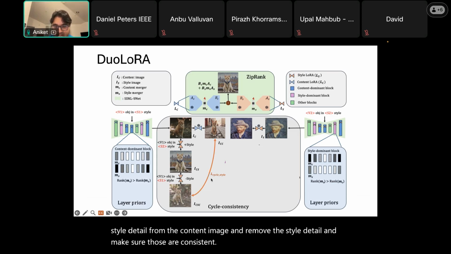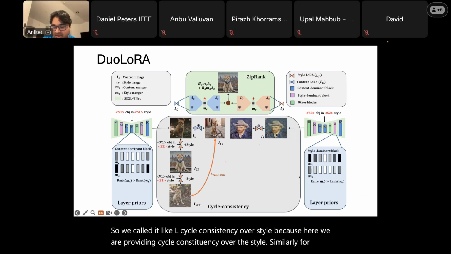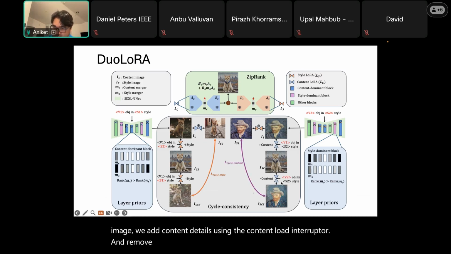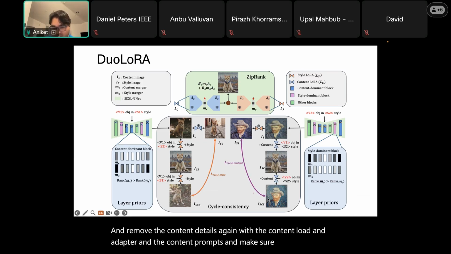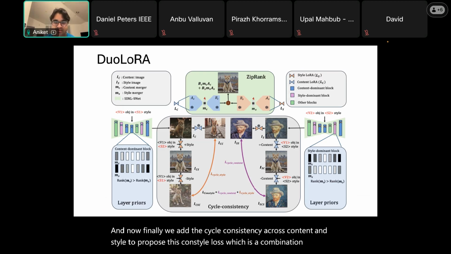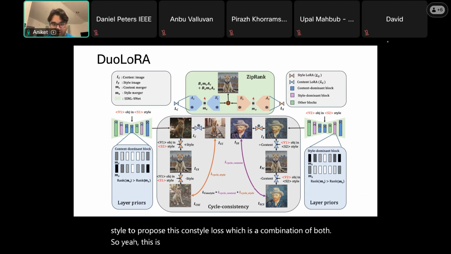We call it L cycle consistency over style, because here we are providing the cycle consistency over the style. Similarly, for the style image, we add content details using the content LoRA adapter and remove the content details again with the content LoRA adapter and the content prompt, and make sure those reconstructed versions are consistent with each other. We call it L cycle consistency loss with respect to content. And finally we add the cycle consistency across content and style to propose this ConStyle loss, which is a combination of both. So yeah, this is the overall view of DuoLoRA.